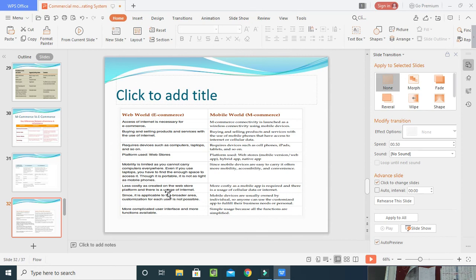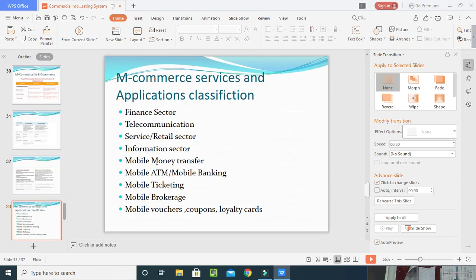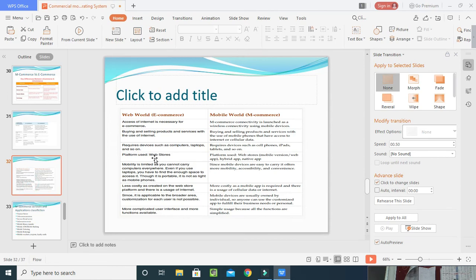Some more differences are there. I'll read one or two points and the others are similar. Buying and selling products or services with the use of the internet is compulsory in e-commerce, whereas m-commerce is buying and selling products and services with the use of mobile phones that have access to the internet or cellular data. If the data is cellular, it's okay, or with the help of a Wi-Fi connection also we can get it. The platform used by e-commerce is web stores, whereas the platforms used by m-commerce are mobile versions, apps, hybrid apps and native apps.